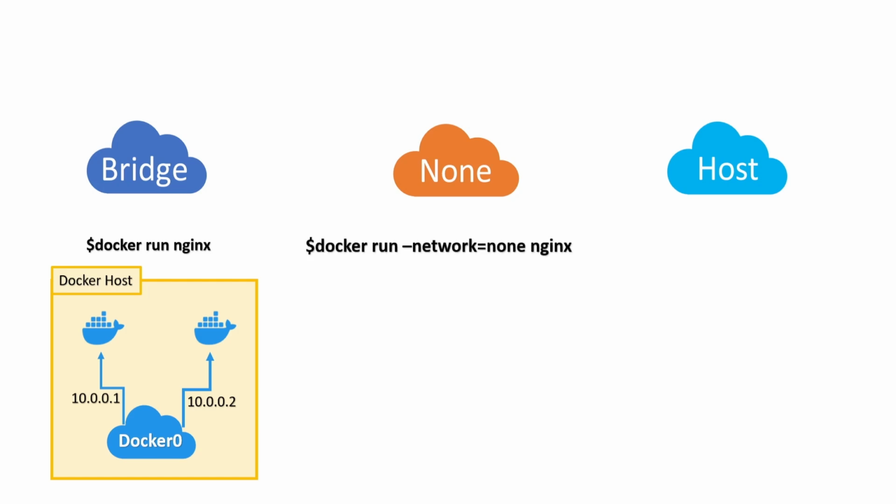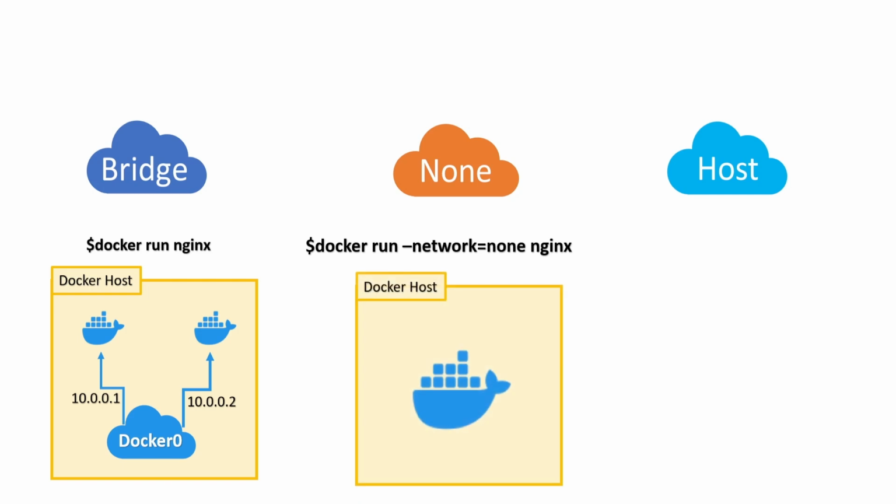Then another network type is none. None means there is no network, correct? Your container is running, but there is no network. If there is no network, there is no communication between the host and the container, and no communication between containers. That's the meaning of none.